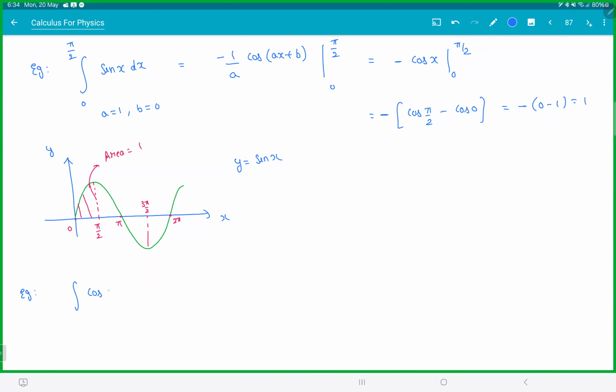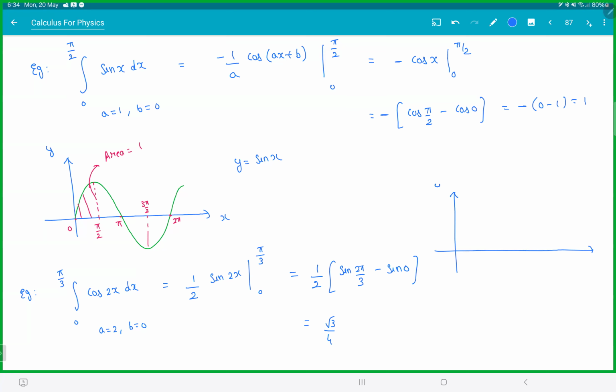Suppose I say the integral of cos 2x dx from 0 to pi by 3. Here a is 2 and b is 0. So this is 1 by 2 sin 2x, with limits from 0 to pi by 3. So this will be sin 2 pi by 3 minus sin 0. Sin 120 is root 3 by 2, so this is root 3 by 4.